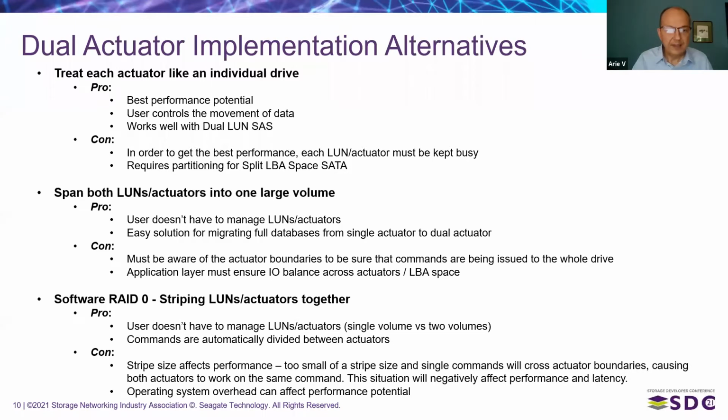And then a third solution is striping. RAID 0 striping. You can have all these stripes. Theoretically, your workload should be balanced across both actuators. The downside is striping affects performance and latency. There could be operating system overhead managing the stripes. This is probably the least performant solution of the three. It's another one we're looking at.